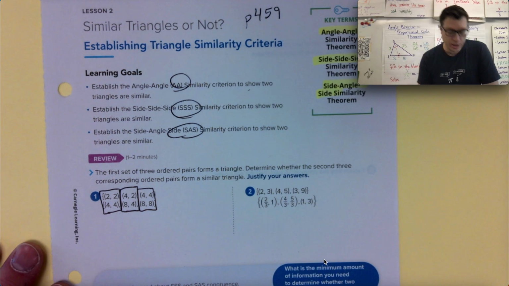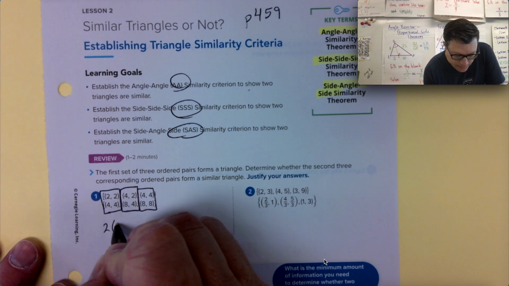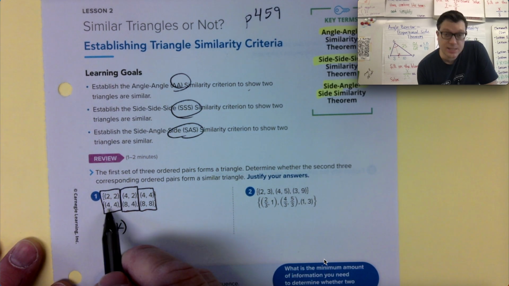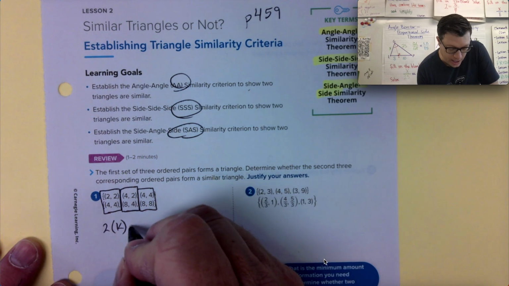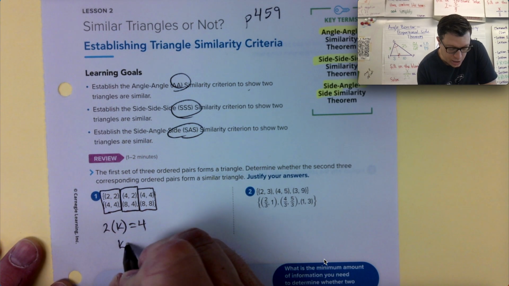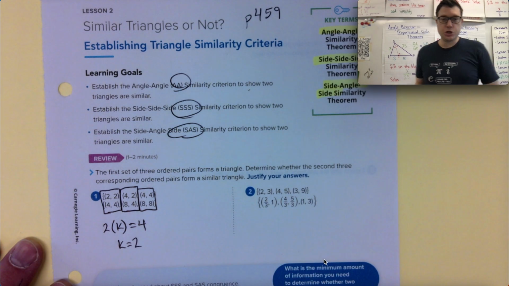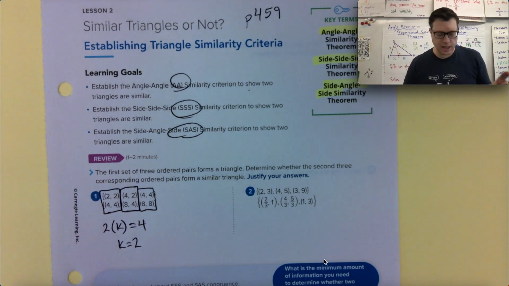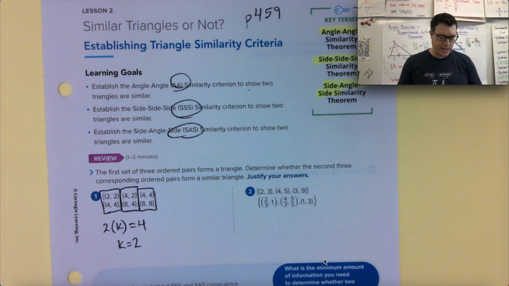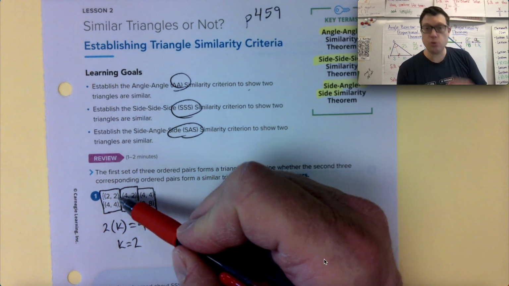So here's what I notice, that if I take the 2 and I multiply it by some scale factor, it's got to make 4. So 2k equals 4. And in essence, what we know from that problem is k should be the result of 4 divided by 2. The scale factor should be 2. So I'm just going to check. I'm going to use mental math to do that. 2 times 2 makes 4. That's good. 2 times 2 makes 4.